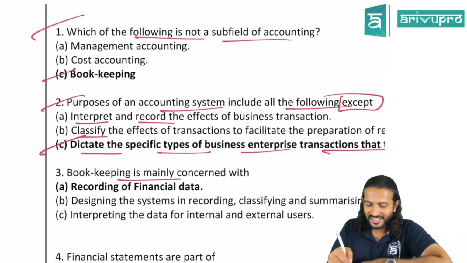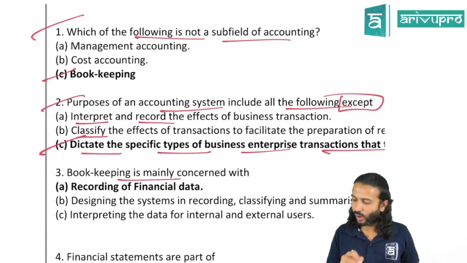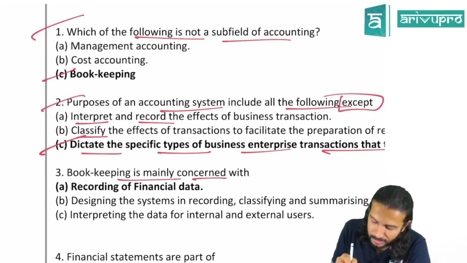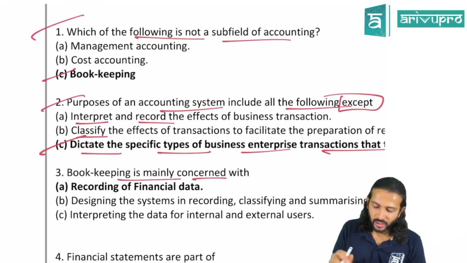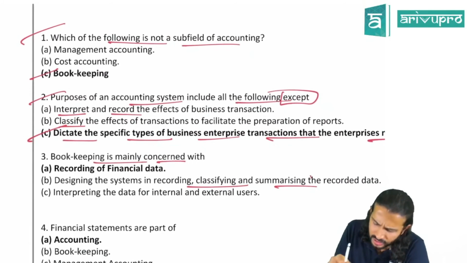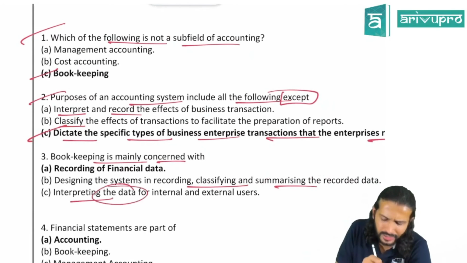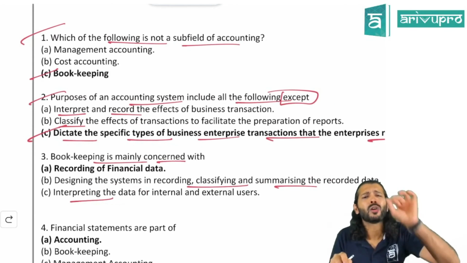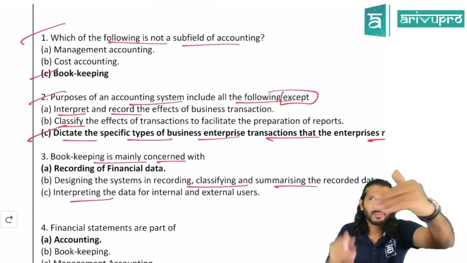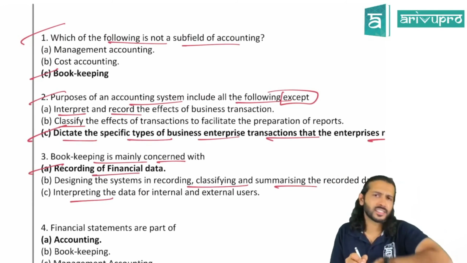I know you know the answer, it's given over there, but still, are you able to get it? All right? Okay, bookkeeping is mainly concerned with what? Is it concerned with recording, classifying, summarizing? Do classifying and summarizing come in bookkeeping? No. Will interpreting come in bookkeeping? No. Bookkeeping is only concerned with systematically recording the transactions. That's all it is. So option A is the right answer.